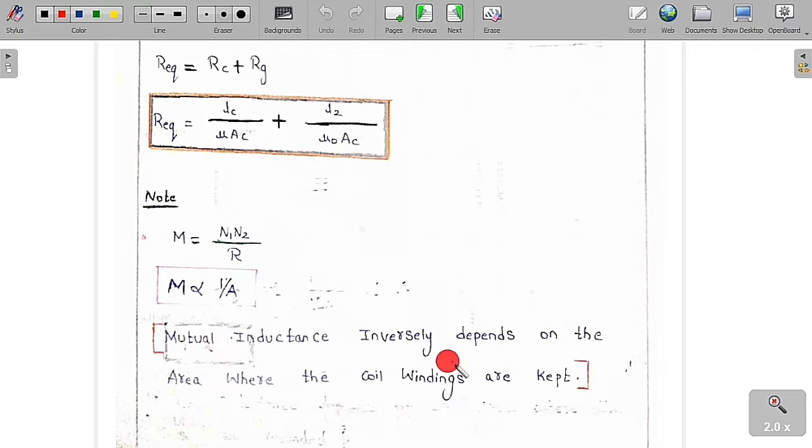So mutual inductance is inversely proportional to the area of the core where the coil windings are kept. This is a very important formula that you have to always remember. The mutual inductance is inversely proportional to the area of the core where the coils are kept.